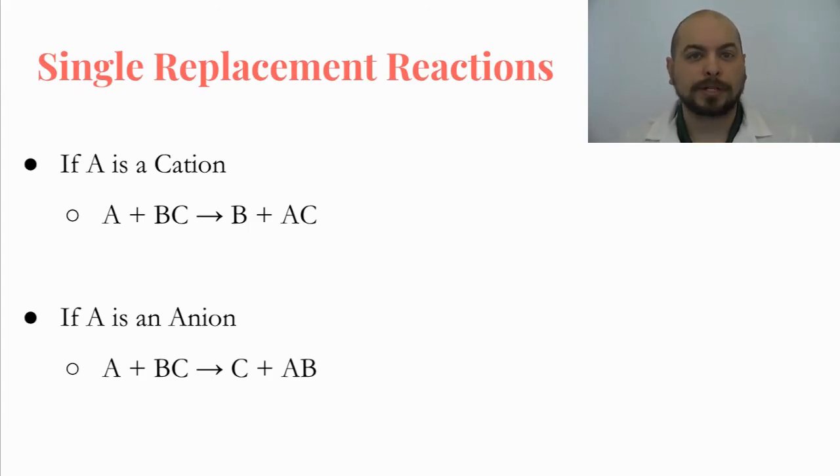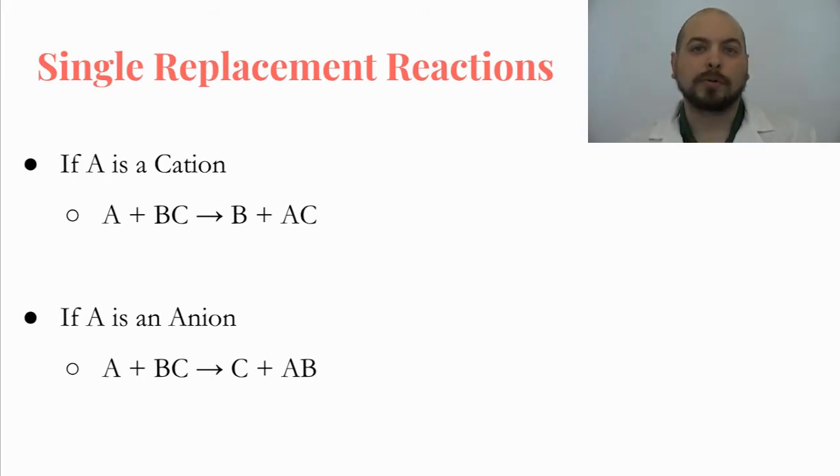Now, in a single replacement reaction, let's say A, my element, is a cation. This means it's likely a metal. Now, if A is a cation and B is a cation, then in a single replacement reaction here, A is simply going to replace B, and my products will be B as an element by itself, and AC, which is our new compound. Now, if A was an anion, instead of replacing B, A would simply replace C. A as an anion would, generally speaking, be a nonmetal and/or a polyatomic ion.